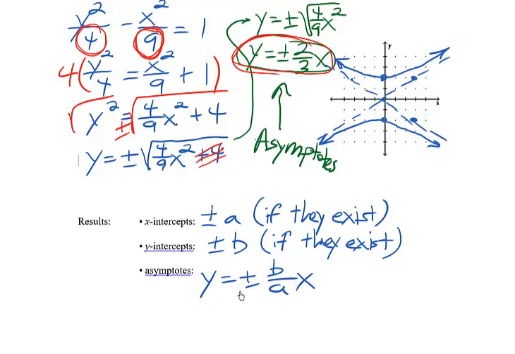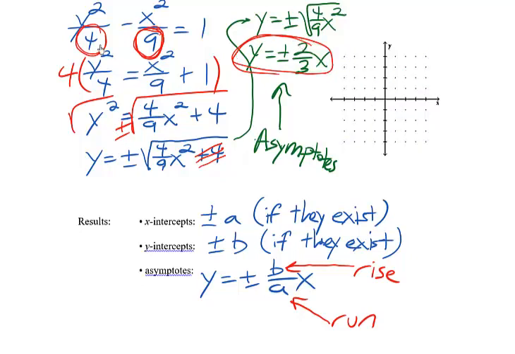You don't really even have to memorize that. All I really ever remember is that the b tells me the rise part of the asymptote, and the a tells me the run part of the asymptote. You don't really need the whole equations. You just need to know the rise and the run. In fact, let me show you perhaps a more speedy way of getting those asymptotes.